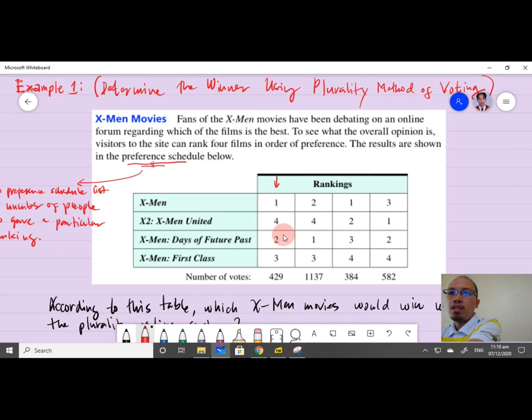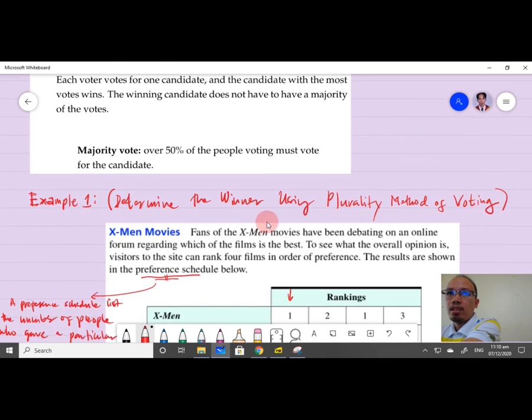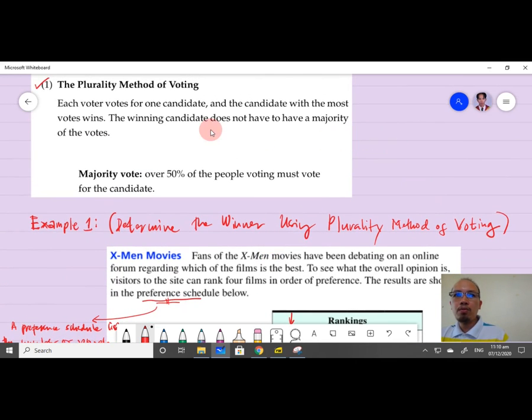Meaning each voter votes only once, and the candidate with the most votes wins. So what do we mean by this? We will be considering here the first place votes. This phrase here, we will be considering the first place votes. That's what we mean by the plurality method of voting.